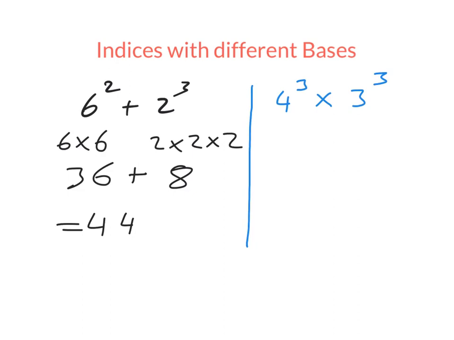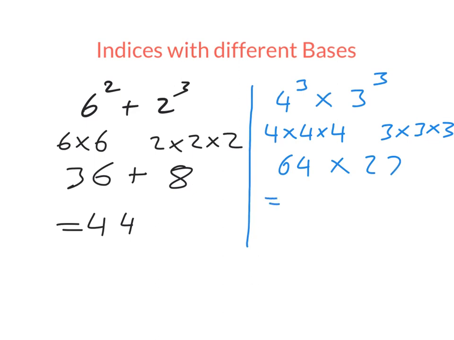And here's another example. The bases are different, so we'll work each side out independently before doing the calculation. So 4 times 4 times 4, that's our 4 cubed. 4 times 4 is 16, times 4 is 64. And we're going to need to multiply that by 3 times 3 times 3. Well, 3 times 3 is 9, times 3 is 27. So 64 times 27, you can use your calculator to find out that equals 1,728.